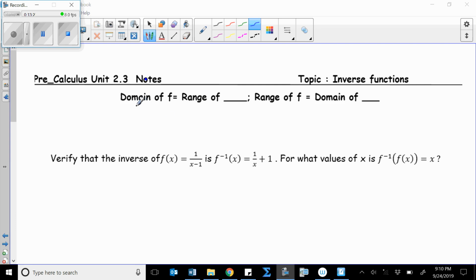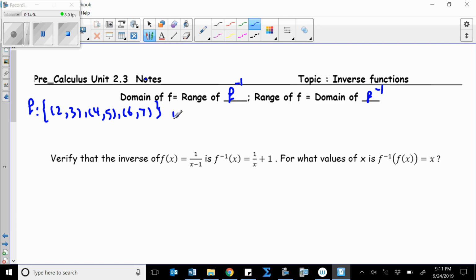Okay, what is domain of f with respect to domain and range of f negative 1? Domain of f is always range of f negative 1, and range of f is domain of f negative 1. So how does this happen? Let's say we have a function like f which has these points 2 and 3, 4 and 5, 6 and 7. So these are the points that we have on our graph.